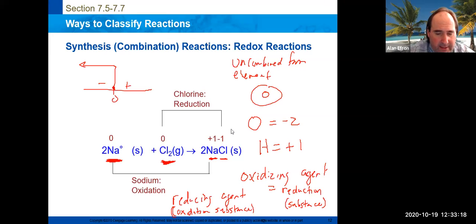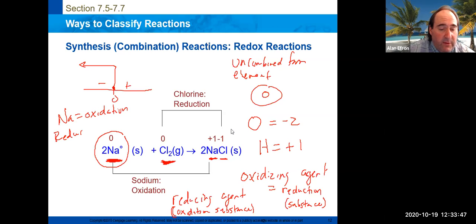So you may ask, why did they call it that? Well, the reason is, for example, here, if we look at our sodium, as we determined, our sodium is going through oxidation, which means it is going to lose electrons. And when it loses electrons, it allows somebody else to gain electrons. And when something else gains electrons, it goes through reduction. So it is referred to as being the reducing agent because it is going through oxidation.